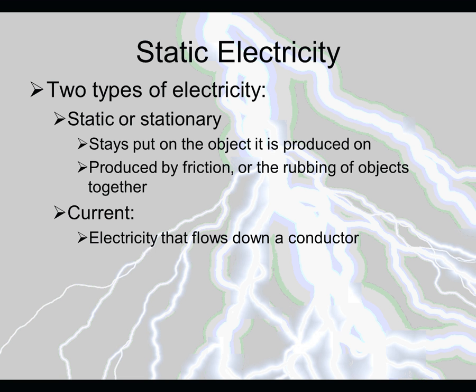Now, electricity flows in a current, or what we call current. And current is just the electricity flowing down the conductor. And remember what a conductor is. A conductor is just something that will allow electricity to travel through it. Again, we talked about the copper wiring in a house. That would be the conductor. That's what allows the electricity to flow through. All right? Static or stationary? We're talking about the static.